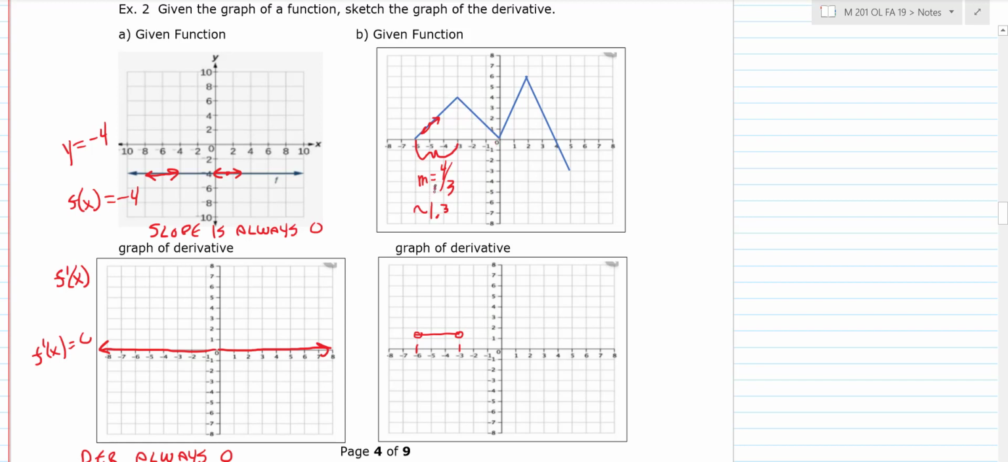So the value of that derivative is 4 thirds. Therefore, we use that y value of 4 thirds like that. So that's the first thing.